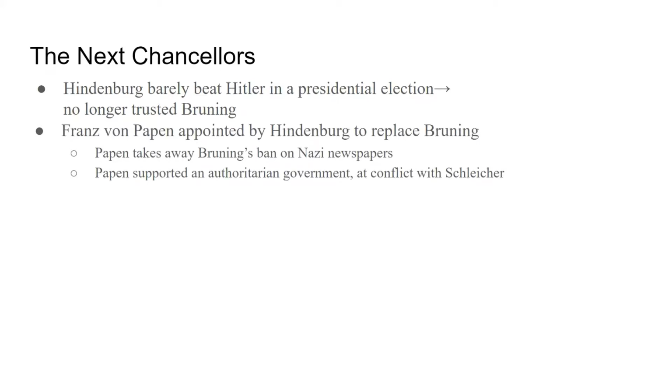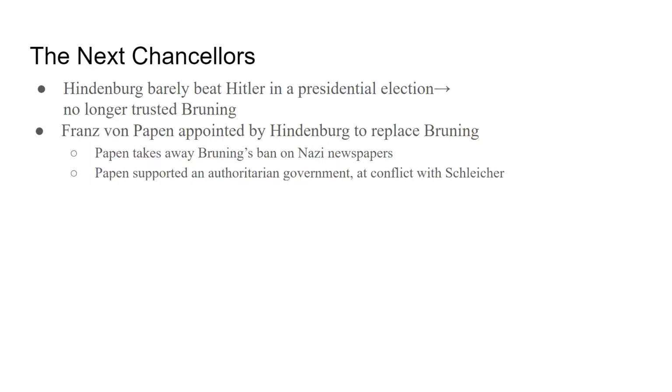Franz von Papen was more friendly to the Nazis as he took away Bruning's ban on their newspapers, and he supported an authoritarian government, which was a conflict with a prominent general, Kurt von Schleicher. Kurt von Schleicher supported this broad coalition of both people on the left and people on the right, because he wanted the government to be more in alignment with the people's will.